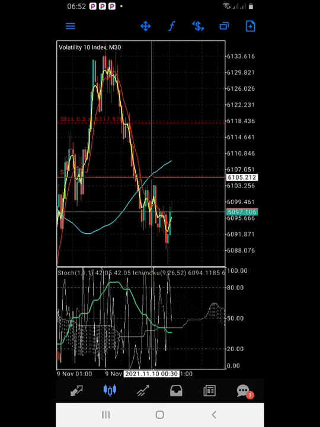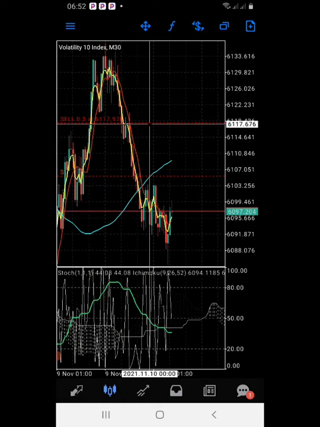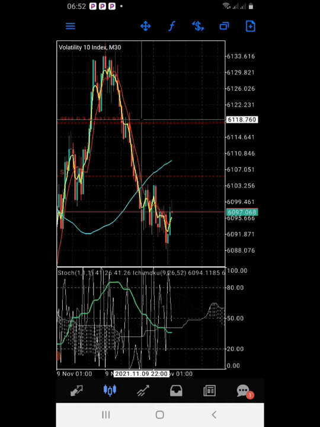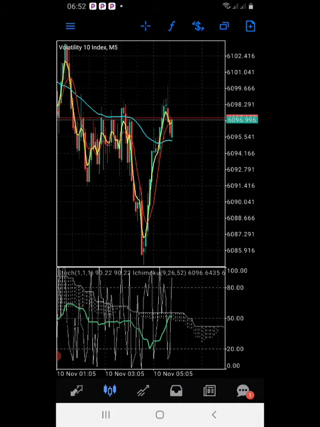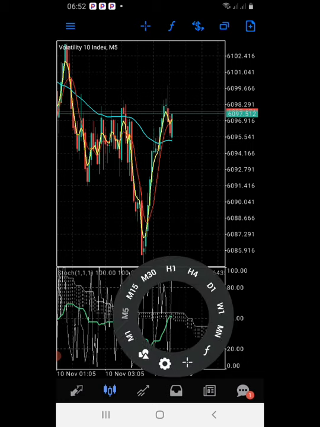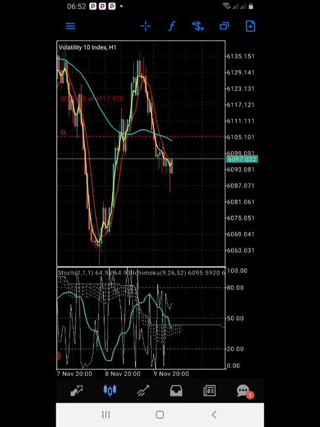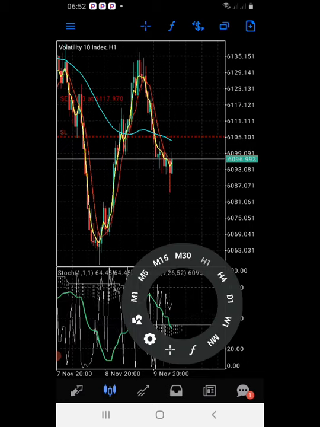But for the 15-minute time frame, this was my entry. But on the 5-minute, this should have been my entry. You can see the differences, guys. A bigger time frame gives you a later entry. Okay, the 1 hour is also adjusting to the strategy.